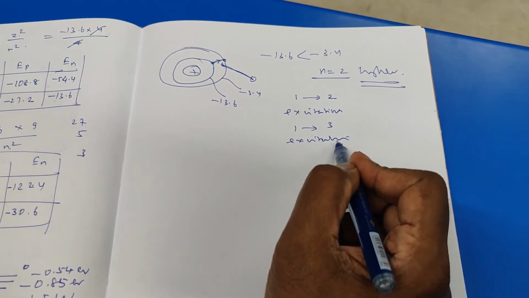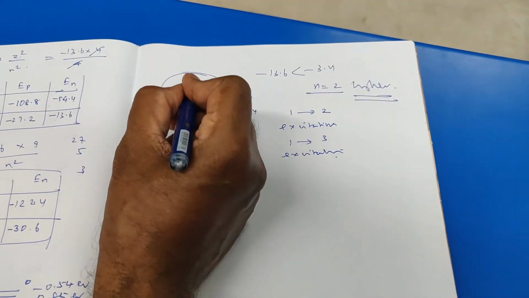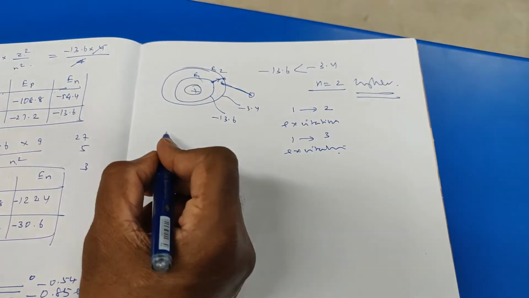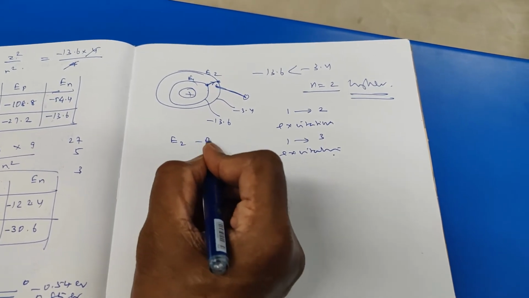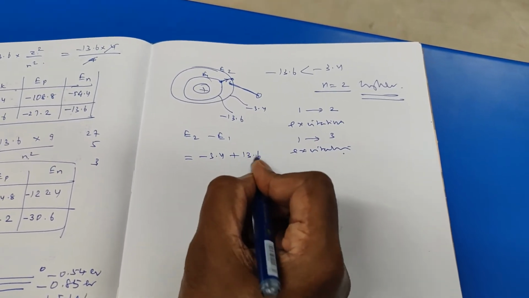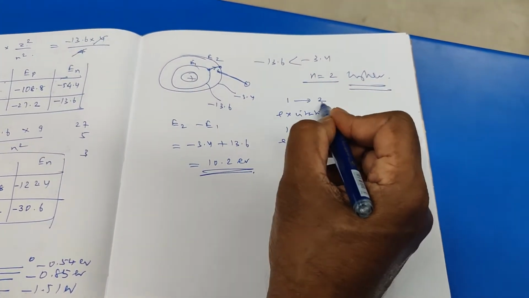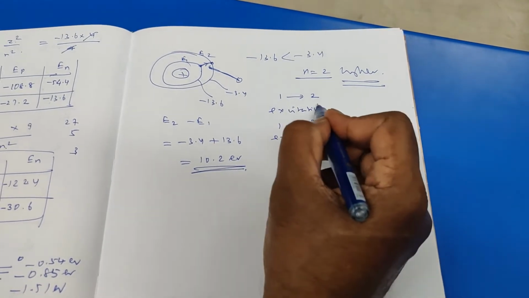Supposing you want to find the energy of the photon, you have to find the difference. This is E1, this is E2. What is the energy of the photon? That is the difference in energy, E2 minus E1. What is E2? Minus 3.4. This is minus minus, so the total is 10.2 electron volt. Understand? So from 1 to 2, the photon energy is 10.2 electron volt.